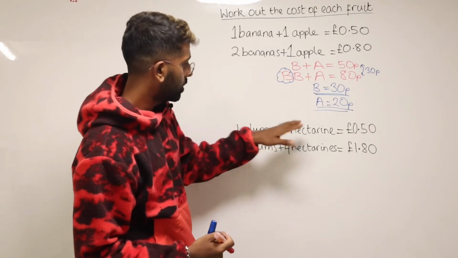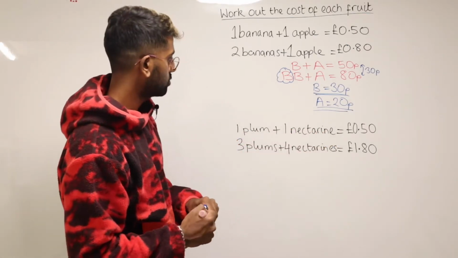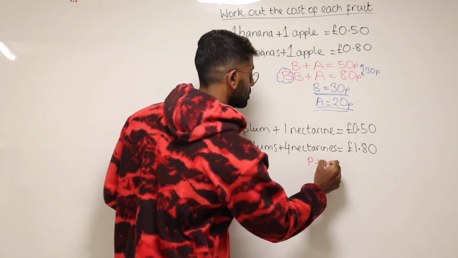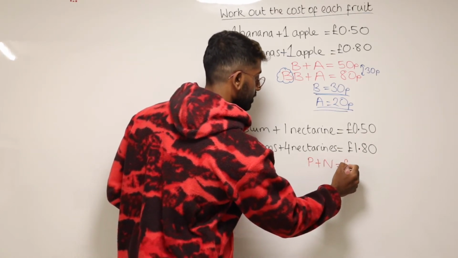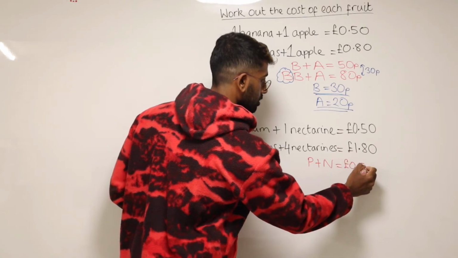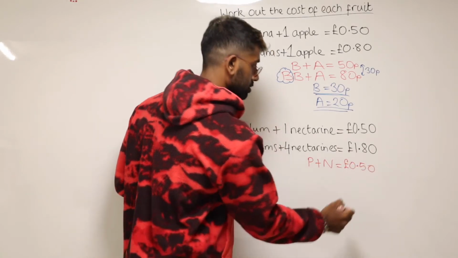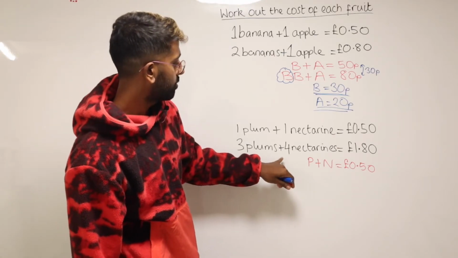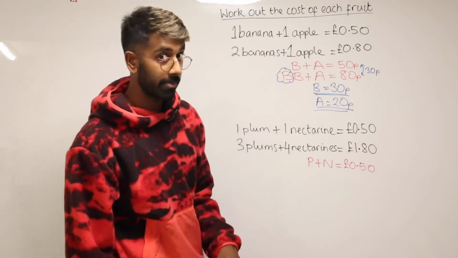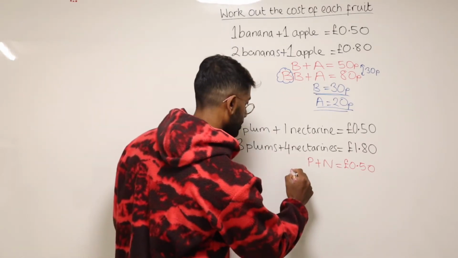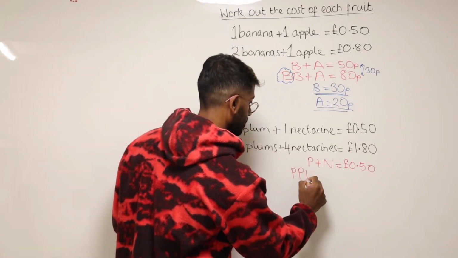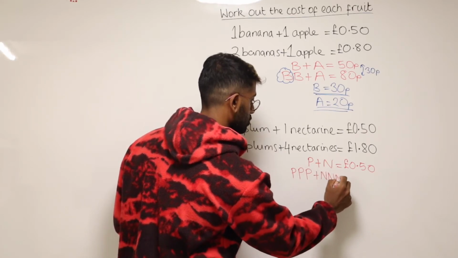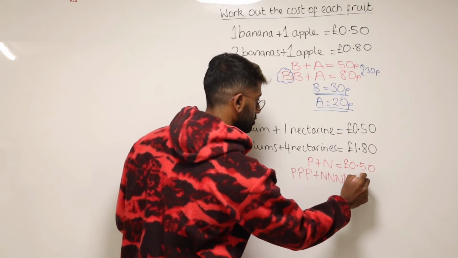So we've got one plum and one nectarine is 50p. So we'll start by writing maybe p plus n equals 50p. I'm going to put it as 0.50 for the moment. And then we've got 3 plums plus 4 nectarines is £1.80. So we'll have to do 3 plums, that's 1, 2, 3 plums, and 4 nectarines, so 1, 2, 3, and 4 nectarines.